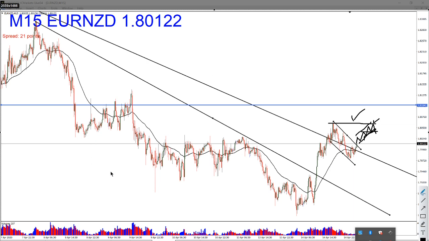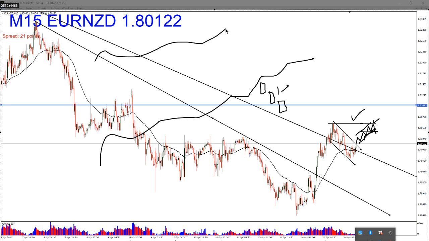Okay. Let me tell you one thing. Moving average above the price, above the candle, means the market is in a bearish trend. Moving average below the currency price means the market is in a bullish trend. Simple. Moving average is just a confirmation indicator.